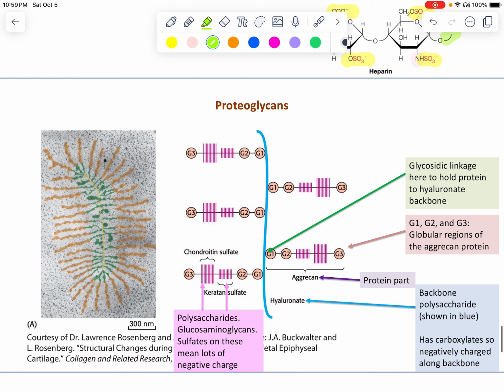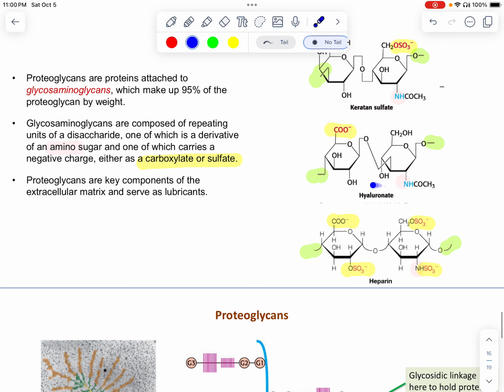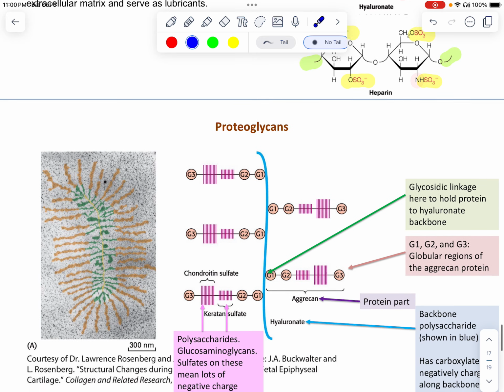So here's an example of one proteoglycan. Let's look at the components of it. So when I look at this, I have a backbone of this hyaluronic, I cannot speak today. Let's go back up here. This one, hyaluronic.